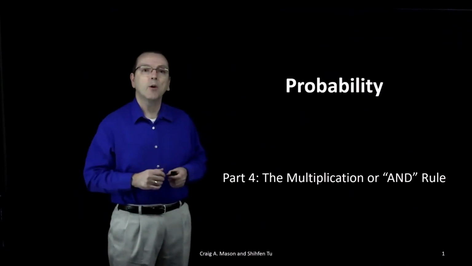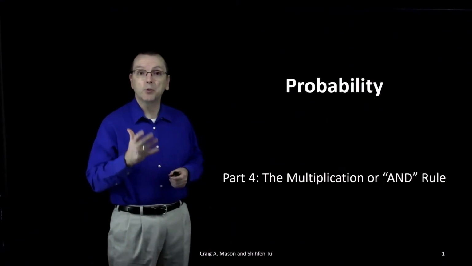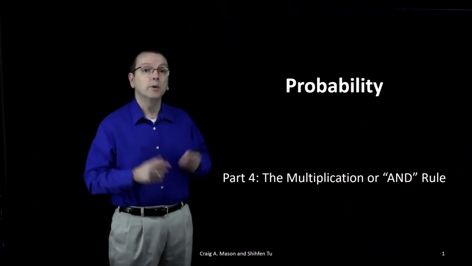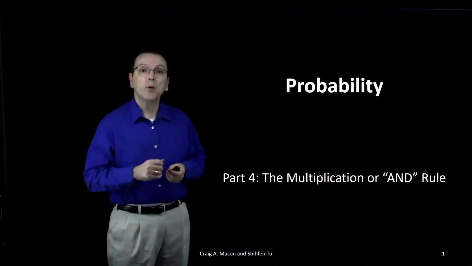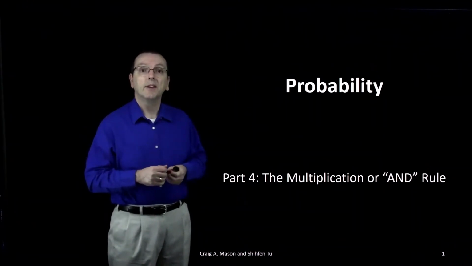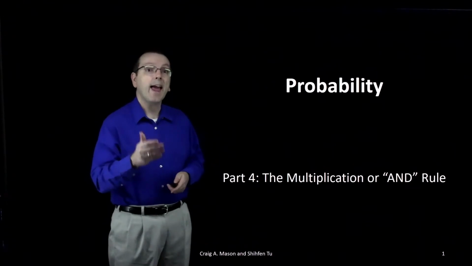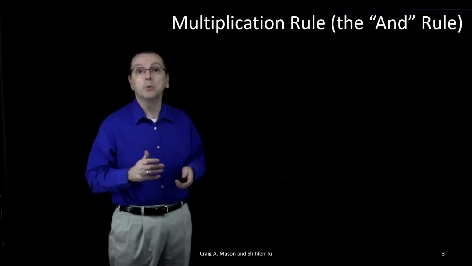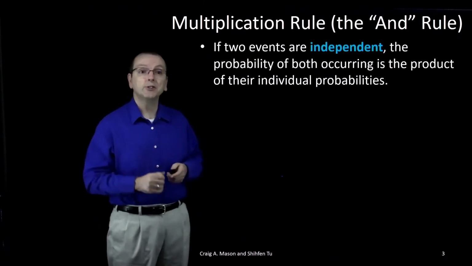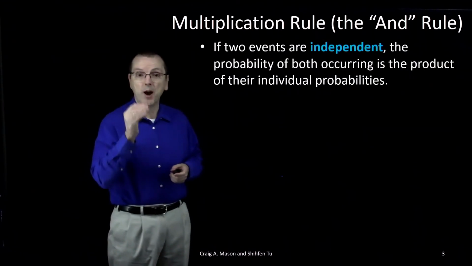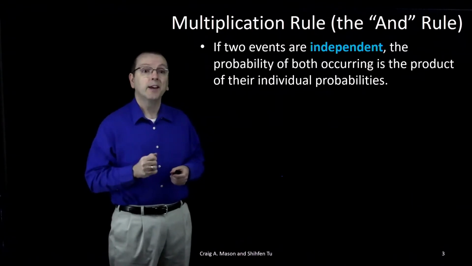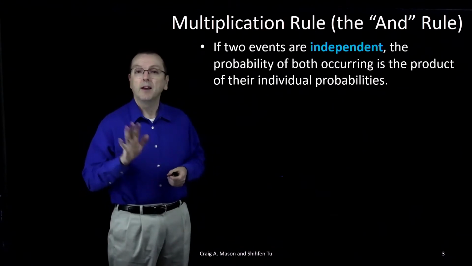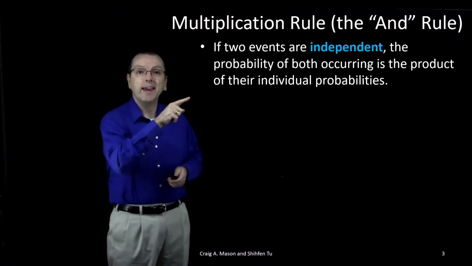In our last video, we covered the first of two basic rules in probability, the addition or rule. In this video, we'll discuss the second rule, the multiplication or and rule. The multiplication or and rule says that if two events are independent, the probability of both occurring is the product of their individual probabilities. Now, what do I mean by independent?